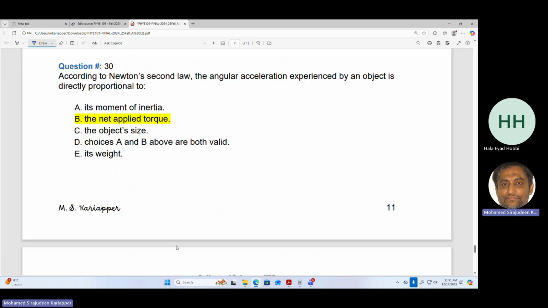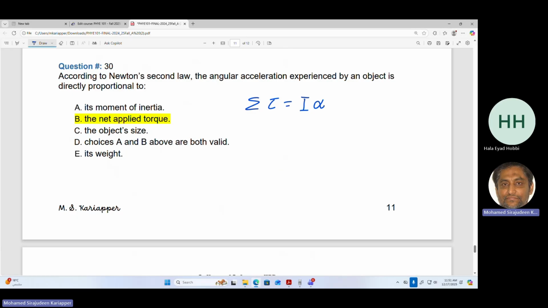According to Newton's second law, you know that, right? That is Newton's second law applied to rotational motion. So I'll ask you, tell me what is Newton's second law applied to rotational motion? Force becomes torque, mass becomes inertia, acceleration becomes angular acceleration. So this is Newton's second law.